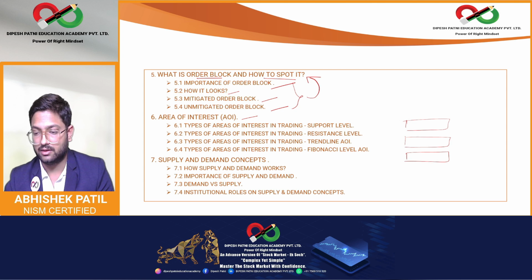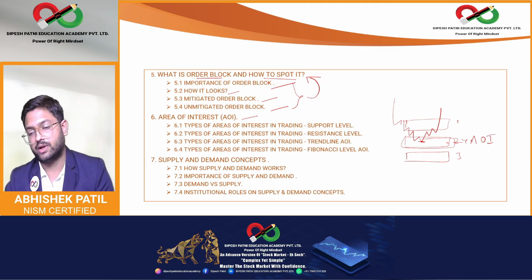See, there is zone 1, zone 2, zone 3. I am interested to buy at this particular zone. So when the price comes here, I will be buying at this zone. So the price will reverse from there, right? So this zone is called an area of interest. Hope you got it, right?